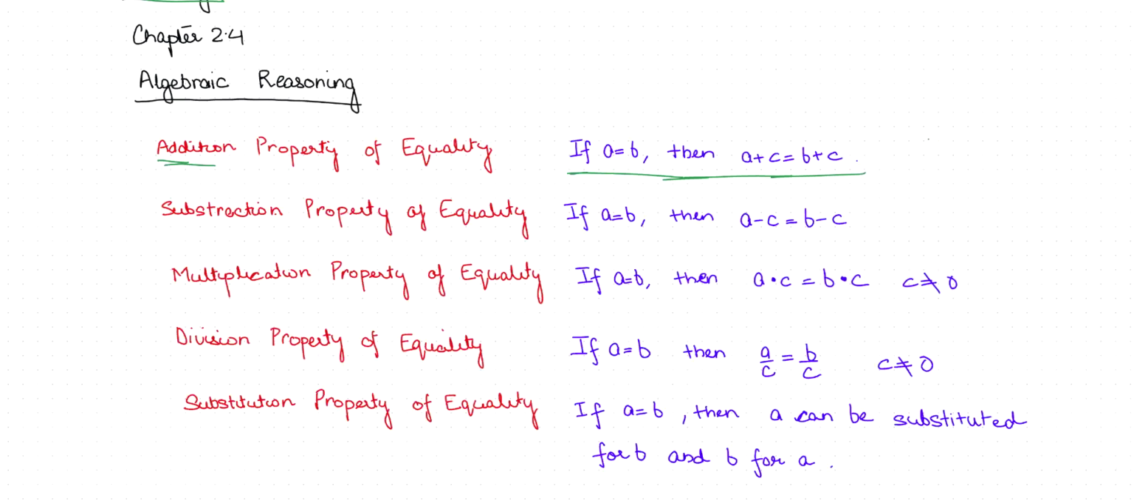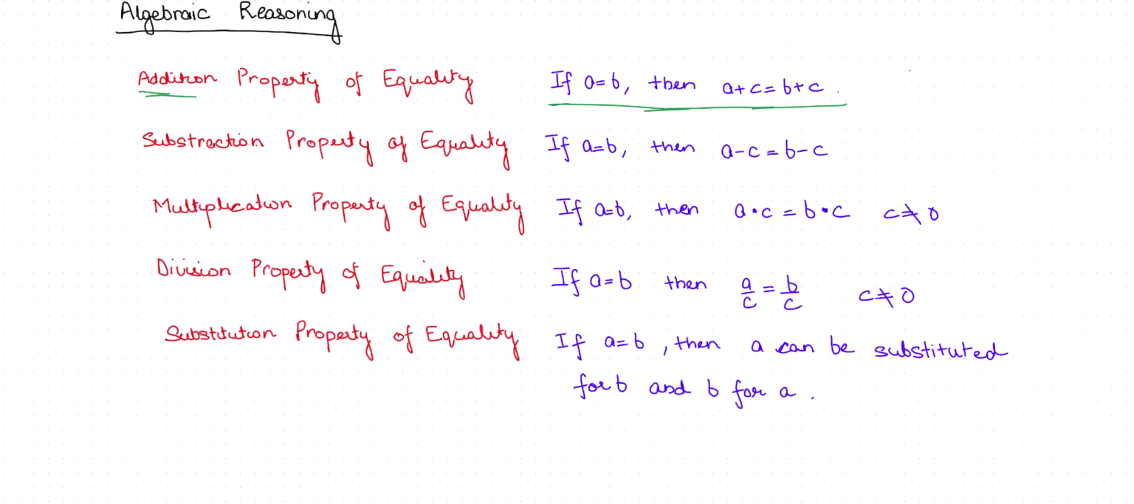Same way, subtraction property of equality, if A is equal to B and if we subtract C from both sides, it is still an equality. A minus C is equal to B minus C. And multiplication property of equality, like if A is equal to B, then A times C is equal to B times C, when C is not equal to 0. If C is equal to 0, then even if A is not equal to B, it will give 0.